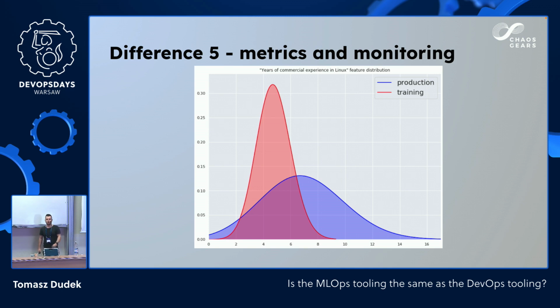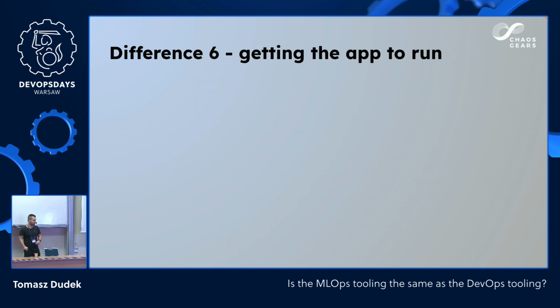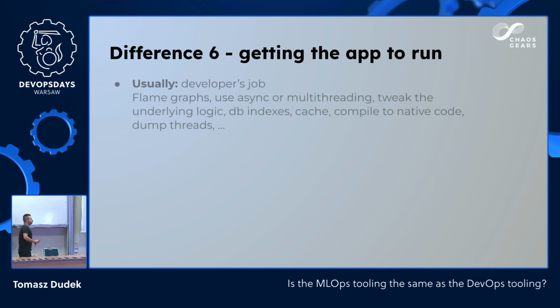So that concept is called a data drift. Obviously, this is only a simplification of that, but this is the idea. So the sixth difference is in getting the application to run. Usually it's mostly the developer's job to optimize the application.